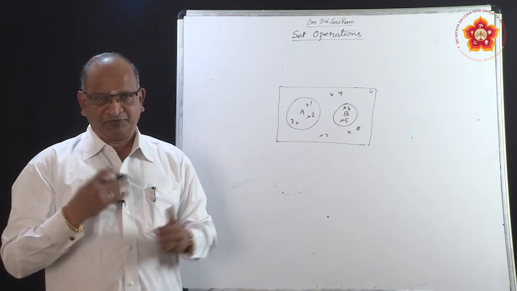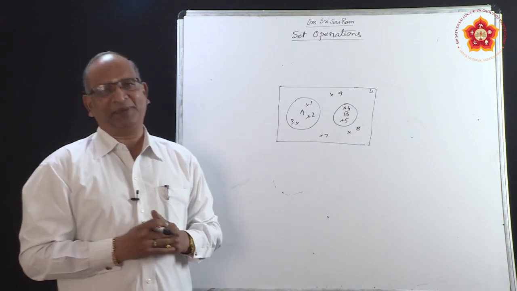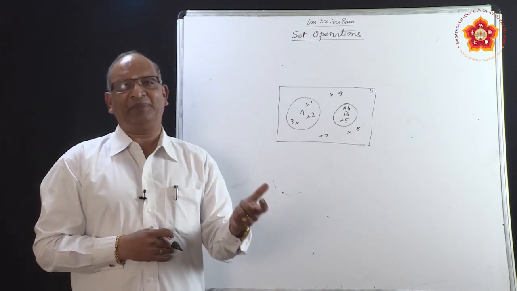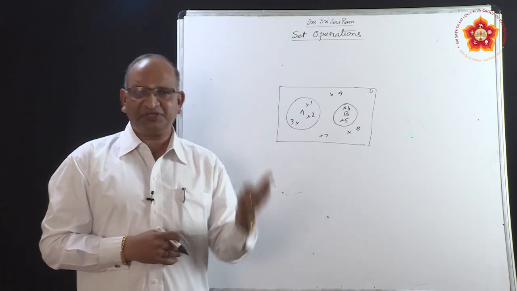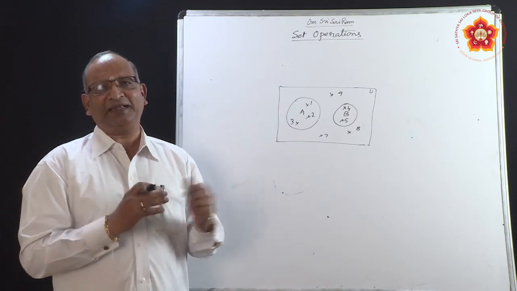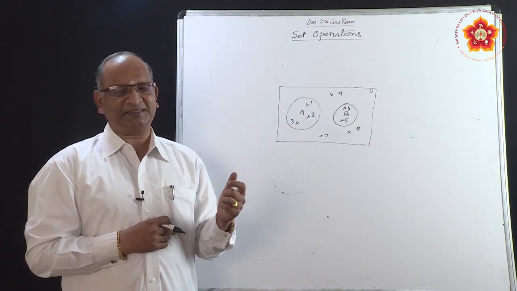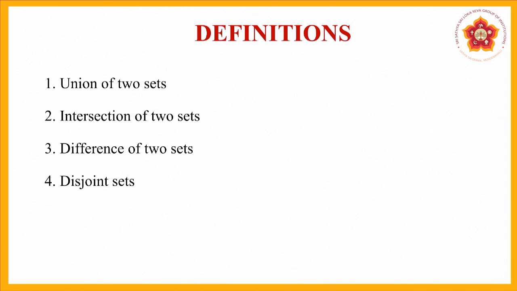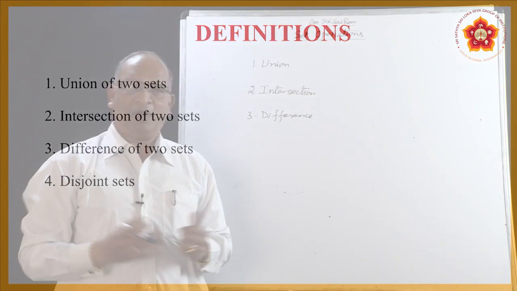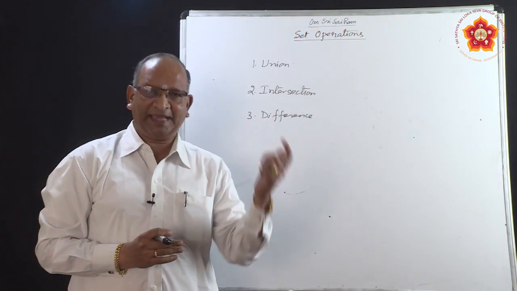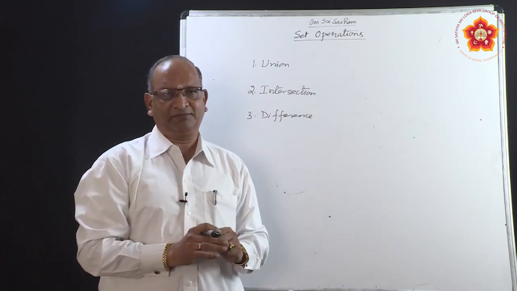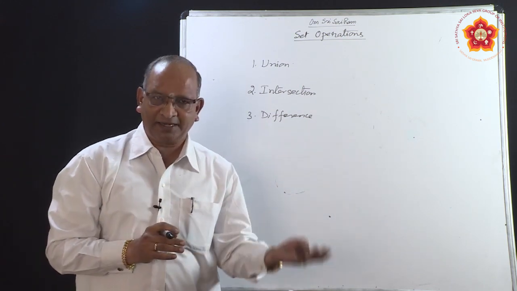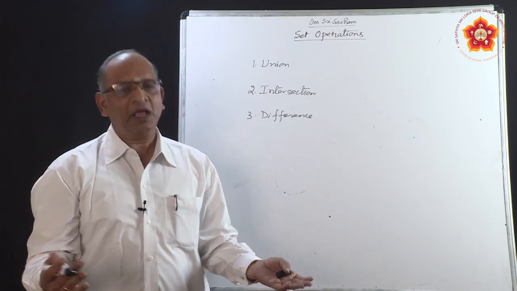So, we will switch over to the set operations. Just like addition of numbers, subtraction of numbers, multiplication of numbers, division of numbers, we also have here in set theory three operations basically. The first operation is union, union of two sets. What do you mean by union of two sets? Suppose A is a set, B is another set. Their union is also a set which contains the elements which are in set A or B or both.